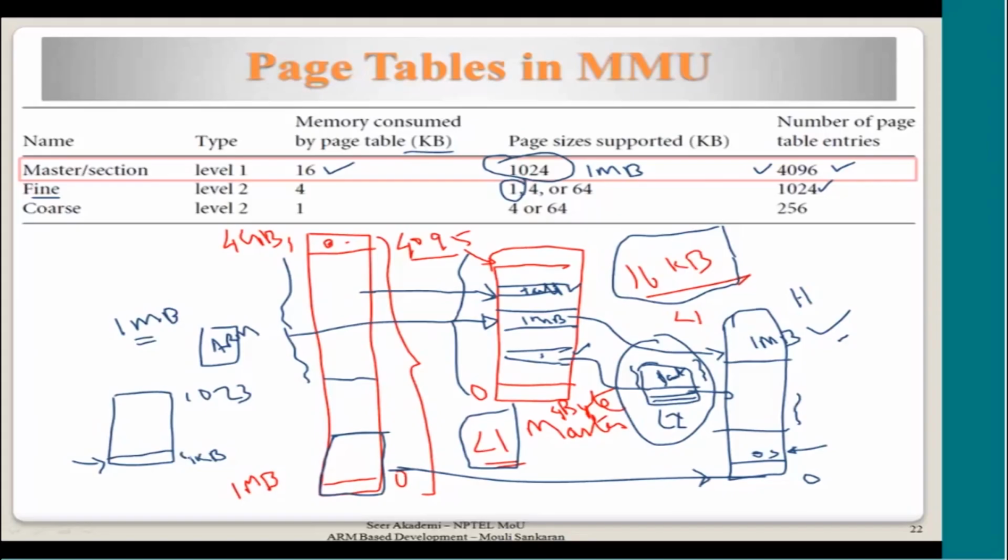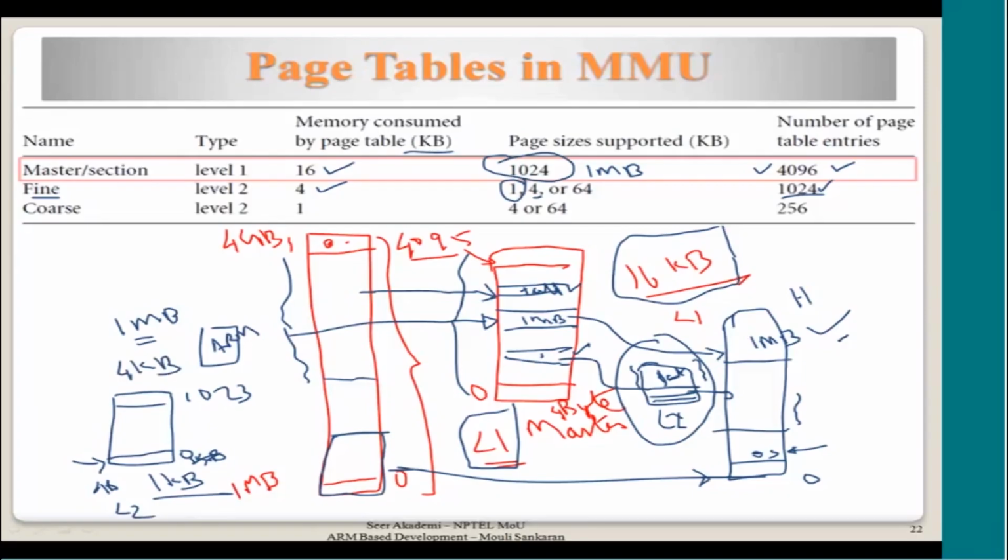So 0 to 1023 entries will be there, each of them taking care of 1 KB of space. Out of 1024 entries, and I said that one entry takes 4 bytes of space, so it will be 4 kilobytes. This is the L2 table size. L2 table size is 4 kilobytes.